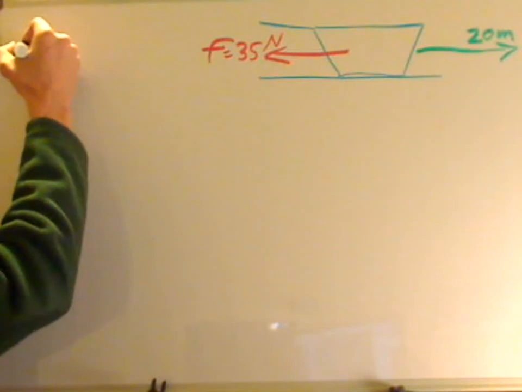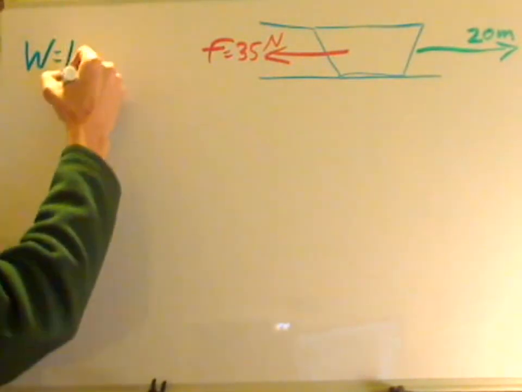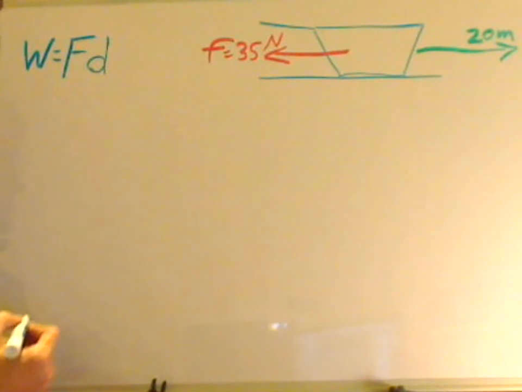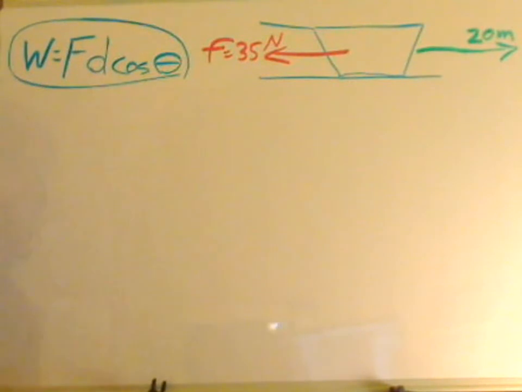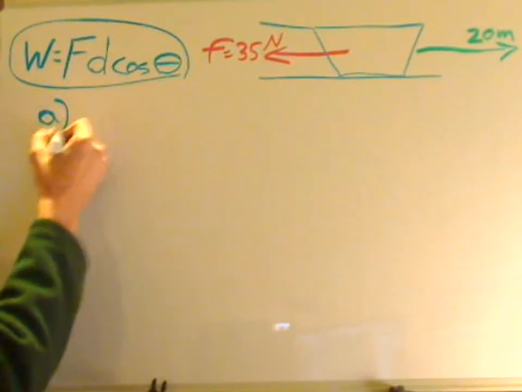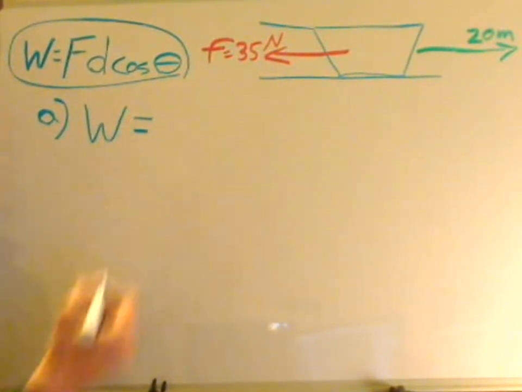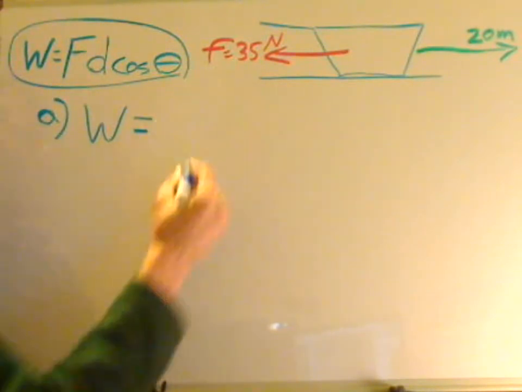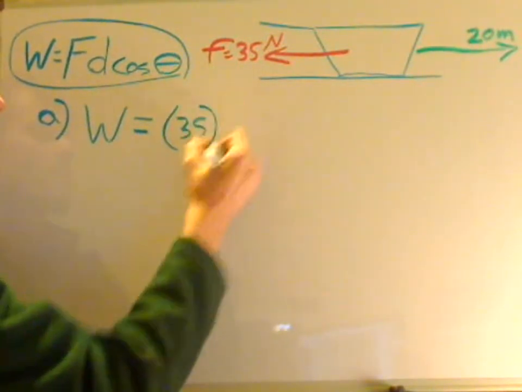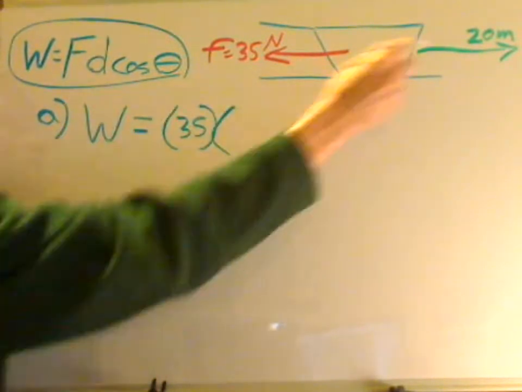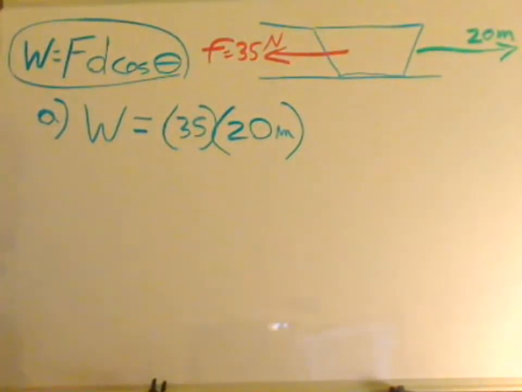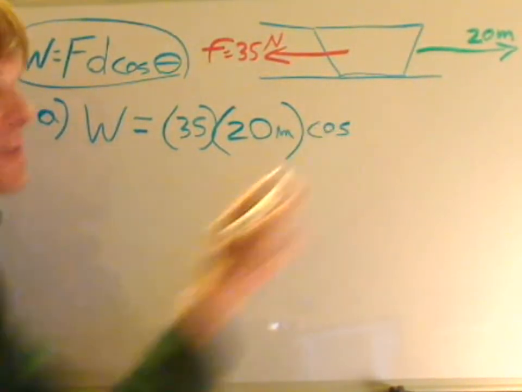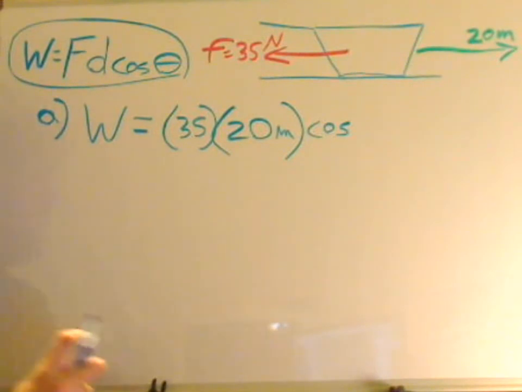Okay? So work done, remember, is the force times the displacement times the cosine of the angle between the force and the displacement. So we'll need to apply that here. So in part A, work done by friction, well, the force of friction is 35 newtons. Displacement is 20 meters. Now we have to do the cosine of the angle between the force and the displacement.